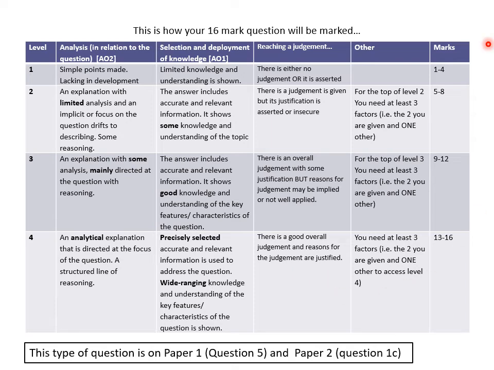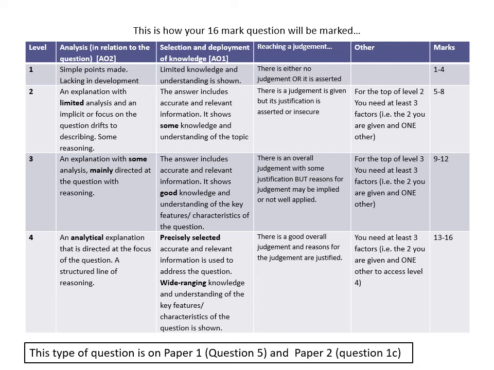Now, just like your 12-mark question as well, I want to draw your attention to this. You can't reach the top of level 2 without at least 3 factors, the same for level 3, and you can't get into level 4 without an explanation of 3 factors or examples. And just a reminder that this is on paper 2, it's your last question on paper 2, but it does also come up as question 5 on your paper 1 exam.